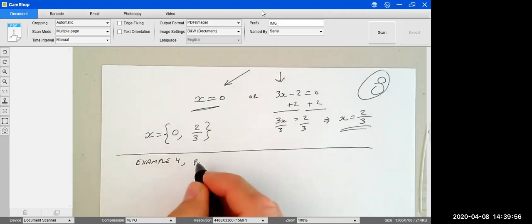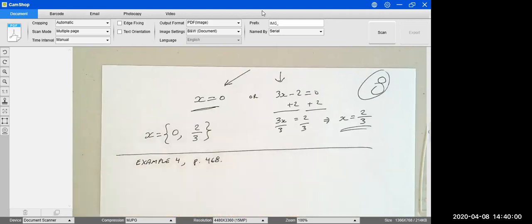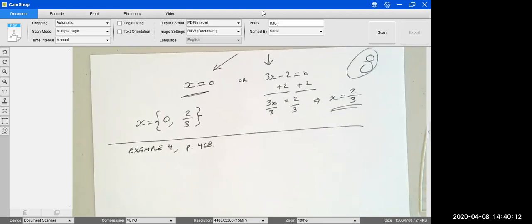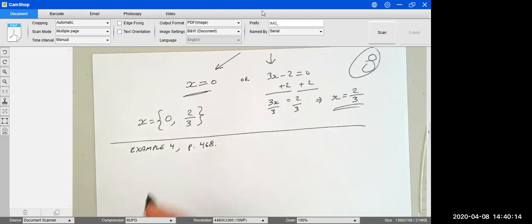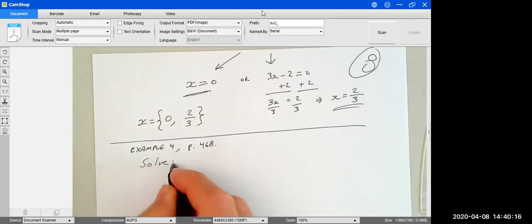Example 4 on page 468. Once I finish these examples, if you have questions, we can have questions after I finish the examples, and then you're going to have your exercise set to work on. Example 4 is just another quadratic equation that we're going to solve.